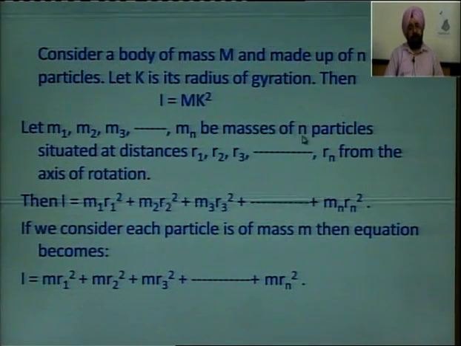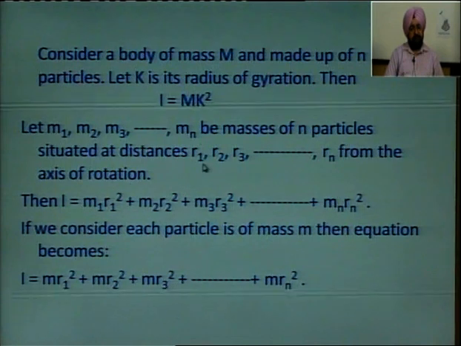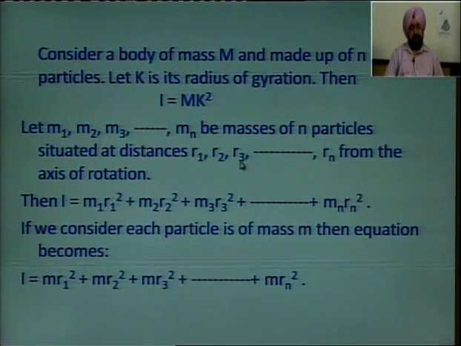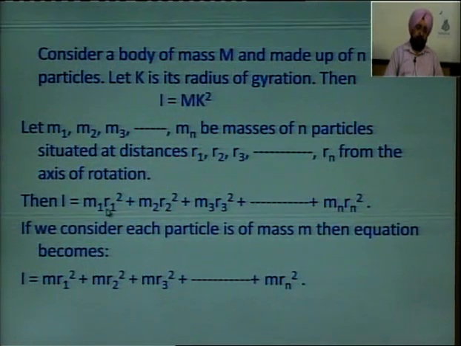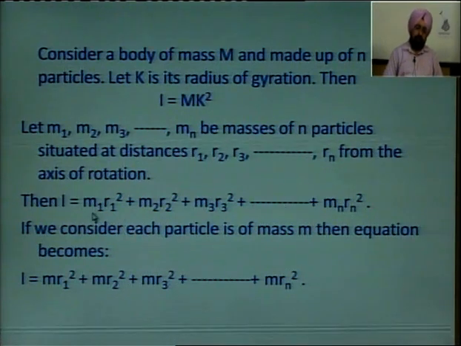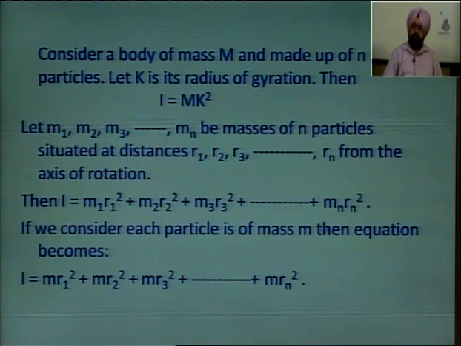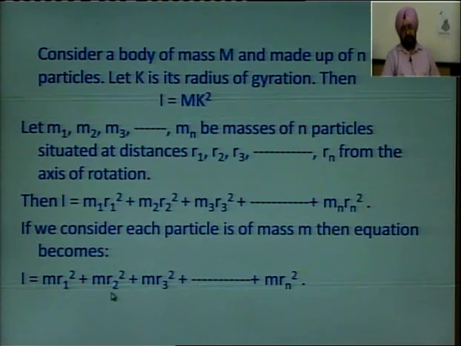Now, suppose this body has n particles, of masses m1, m2, m3 etc., and their distances from the axis of rotation are r1, r2, r3 etc., then the moment of inertia is the sum of products of masses and the squares of the distances. This is the definition that we have learned today: m1 r1 square plus m2 r2 square and so on. Now, if we consider that all these point masses are of the same mass m, then you can write it like this: m r1 square plus m r2 square and so on.